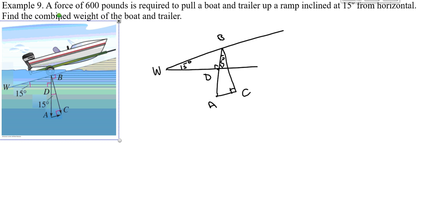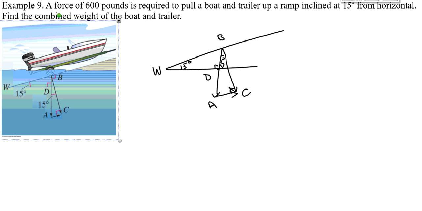Now, the thing we know is that 600 pounds of force is required to pull the boat. So let's think about where these vectors are. Vector BA is pushing down. Do you agree? That's pushing down. We want to move the boat up the ramp, so vector AC is going from A towards C. And then BC is also pushing down on that as we go.